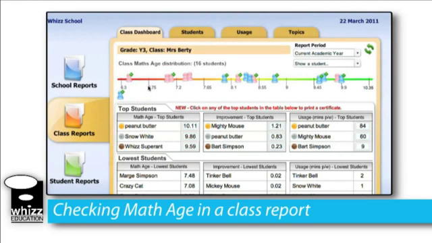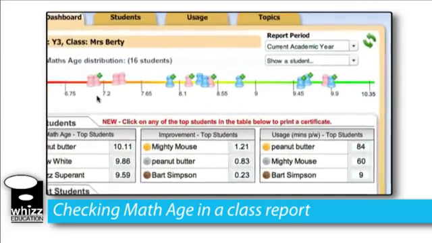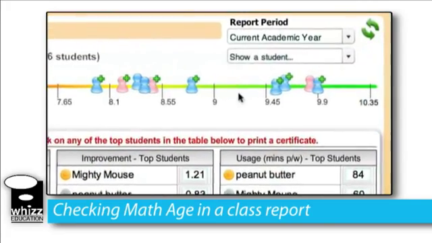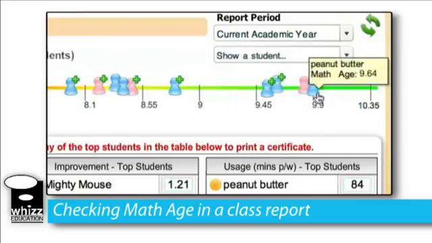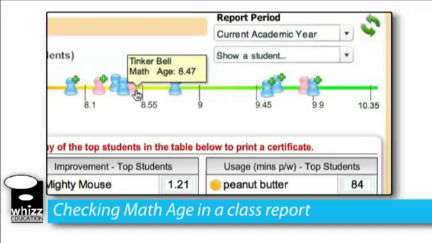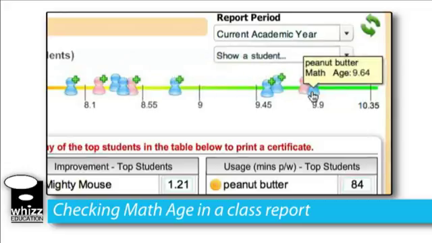over here, and we can see a range of students on a MathStage line, and we can see Peanut Butter over here with a MathStage of 9.64 and Tinkerbell over here with 8.47. What that means is, with a very high degree of confidence, we can say that Peanut Butter is overall well ahead in the math curriculum in terms of confidence and ability.